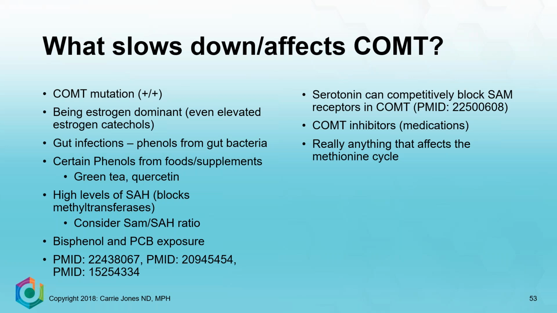Serotonin, interestingly enough, high levels of serotonin can block SAM receptors in COMT. So this article talked about SSRIs and how people on SSRIs might potentially need to do low doses of SAM, so that SAM can sort of push serotonin out of the way and bind to COMT so that COMT can do its thing, which I found really interesting because they specifically were looking at people on SSRIs. COMT inhibitors, of course, and then really anything that affects the methionine cycle. So that's that homocysteine to methionine and back around again. That's where you make SAM. That's where it's so important.